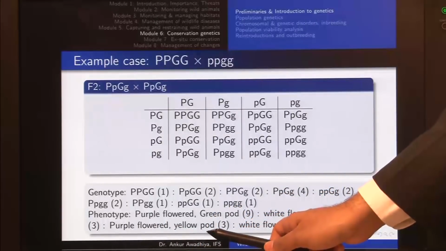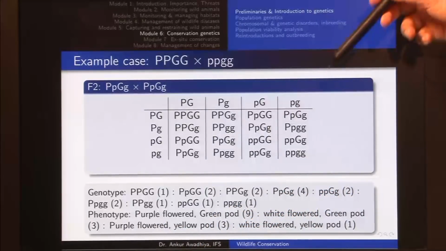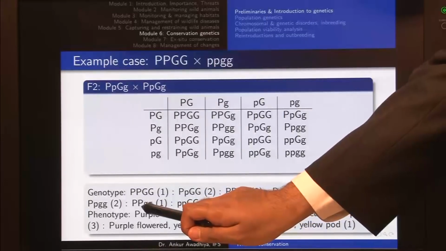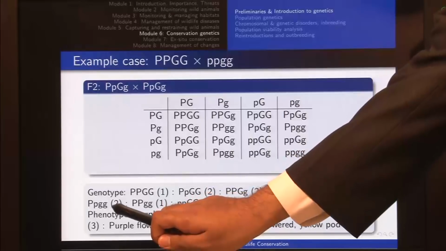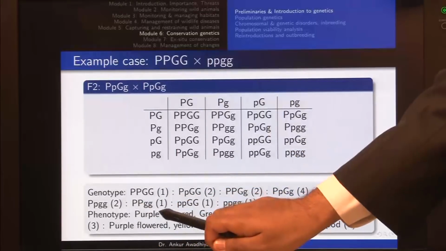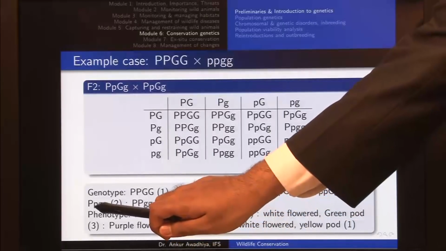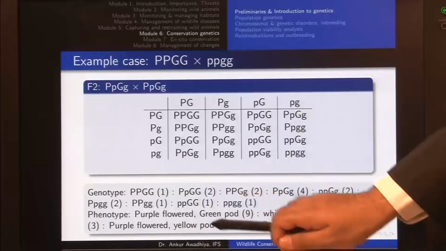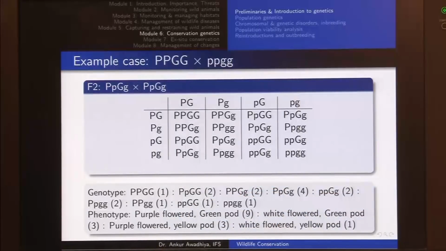and similarly there are 3 individuals that are purple flowered and yellow pods. So yellow pod will mean that it has small g. So this one and this one. So there are 2 of these and both of these are having purple flowers because they have capital P. So 2 plus 1 is 3. So we have this ratio of 9:3:3:1. So this ratio is explained by the law of independent assortment.